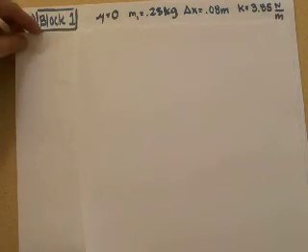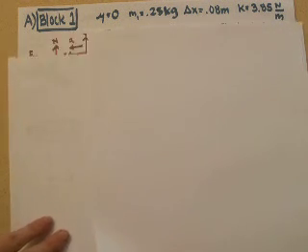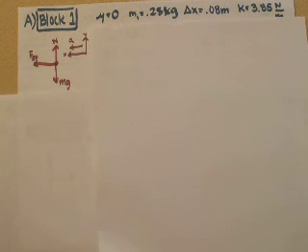Okay, so for the first part, it wants us to find the acceleration with mu equals 0. So we're given our mu, our mass, our delta x, and our k. First, I drew a free body diagram for the first block. We have the normal force and gravity, and then the force of the spring acting on the block.